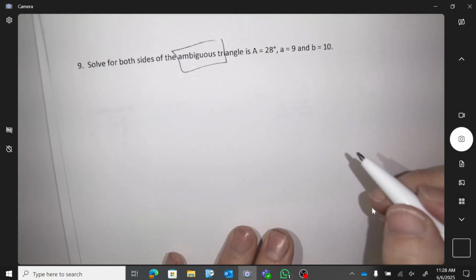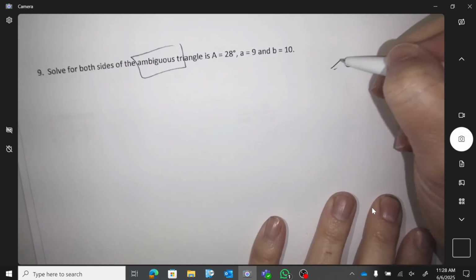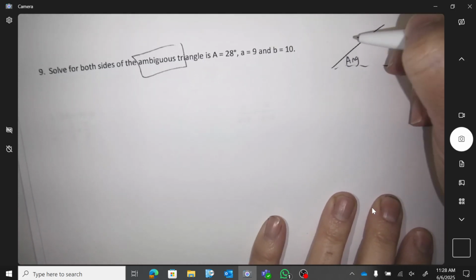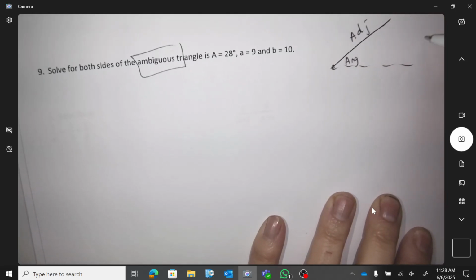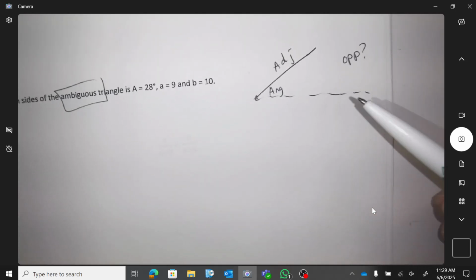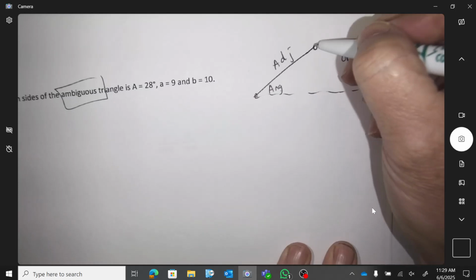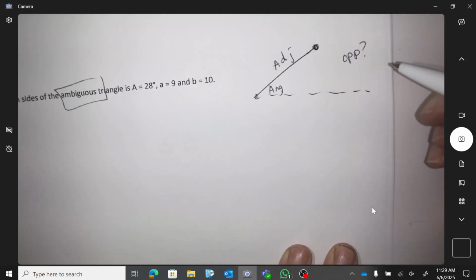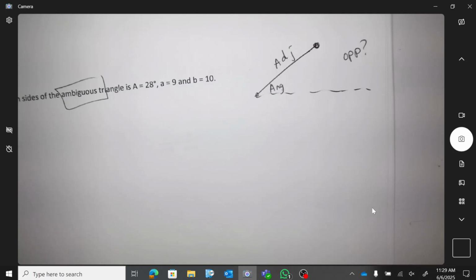Okay, ambiguous. Okay, so here's the situation. We have an angle, we'll be given an adjacent and an opposite. But depending on the opposite, that's what creates different scenarios.